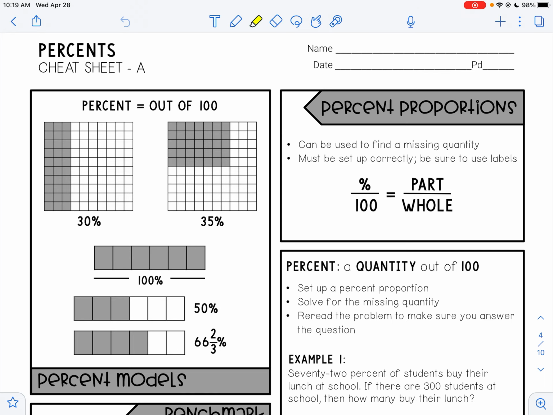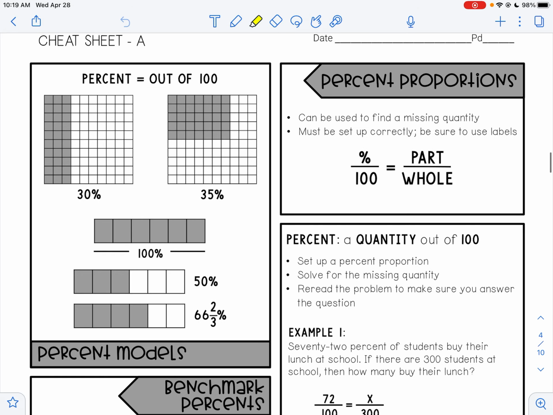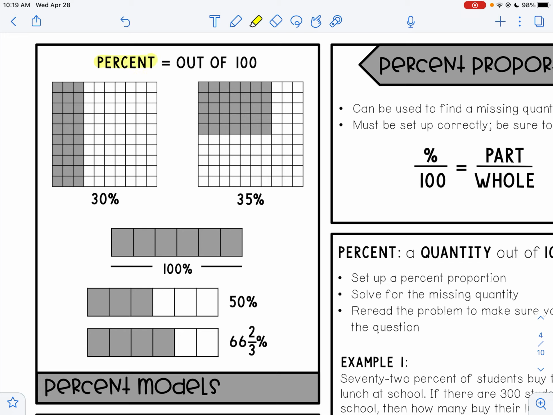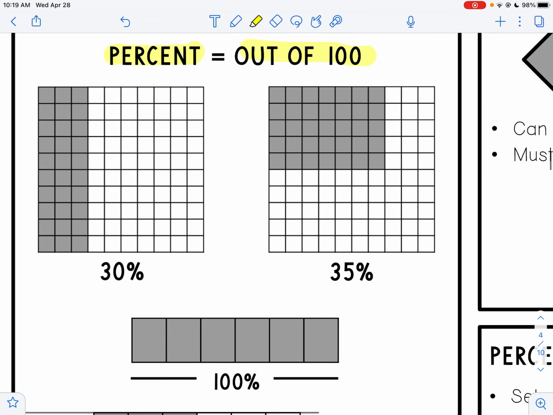So the first one we want to talk about is percent models. Percent models. So if we look at the top two, percent means out of 100. So right here I have a 100 model or 100 square or whatever you want to call it. And there are 100 little squares inside each of these big squares, I guess you could say. So 30%, because it's out of 100, that means I need to have 30 of these little squares colored in.